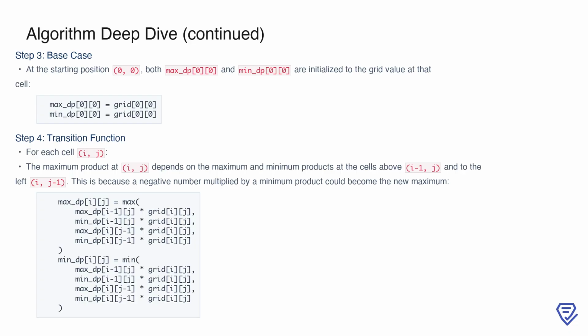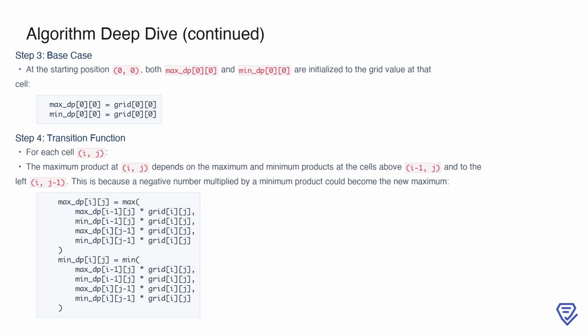As we iterate through the grid, the transition function becomes the core of the algorithm. For each cell (i, j), the maximum product is calculated by considering the maximum and minimum products from its neighboring cells. Specifically, we look at the cell directly above, (i-1, j), and the cell to the left, (i, j-1). By multiplying these values with the current grid value, we determine the new maximum and minimum products for (i, j). This ensures that even if we encounter a negative number, which could flip the sign of the product, we are still accounting for all possibilities.